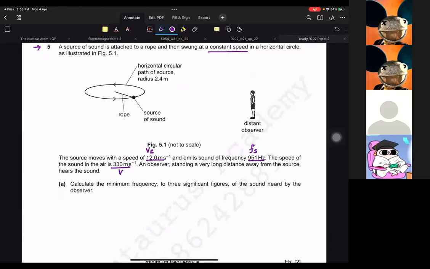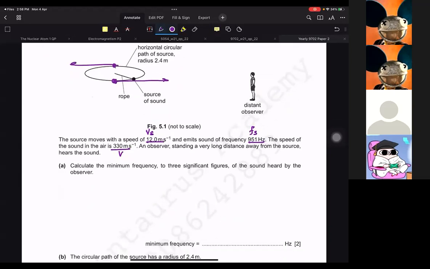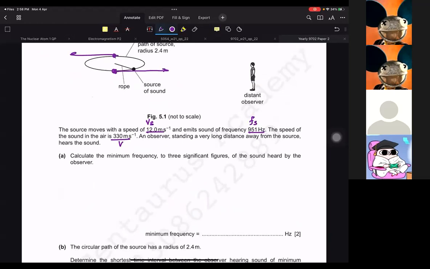The minimum frequency would be when this object is moving away, because at this position it will move towards the observer. In this position, it is going to move away from the observer. Now, whenever something is moving towards the observer, we have the formula: the frequency observed is Fs times V over V plus Vs.